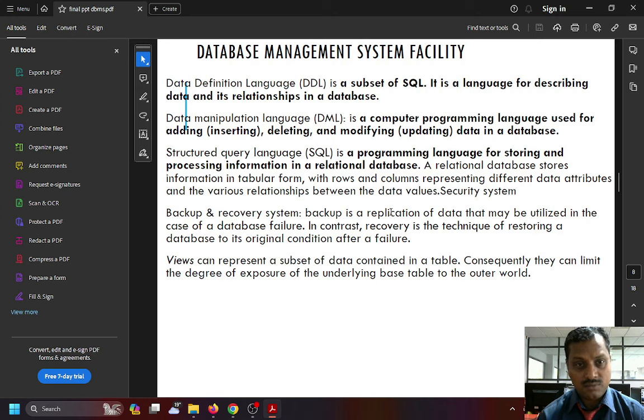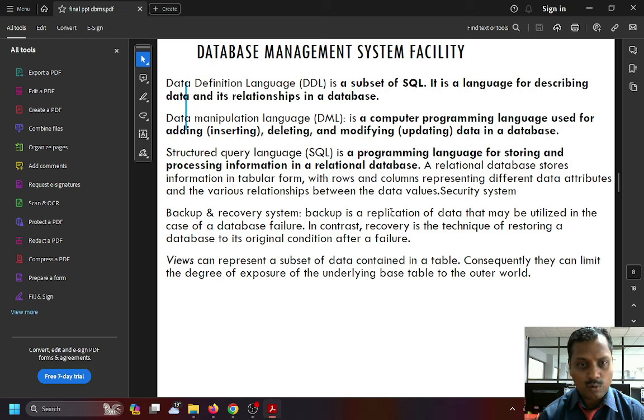Next, when I say database management system, it has so many things, that is data definition language, in short called DDL. It's the language for describing data and its relationships in a database. So what exactly the data is, and how the data has been accumulated or represented, is defined in terms of DDL.